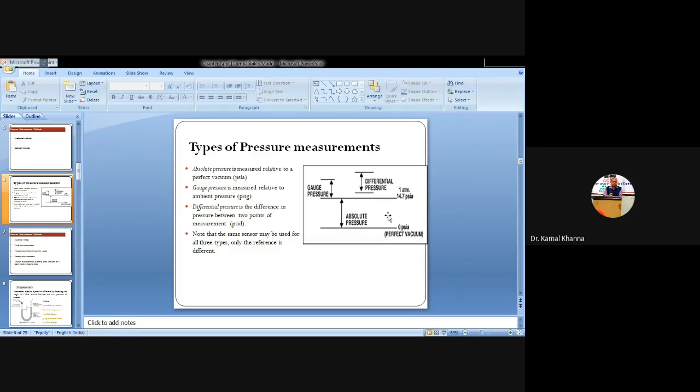Last but not the least is the differential pressure. Whenever we have two different pipes and the fluid is flowing through them, like in one pipe you are transporting the fluid from point A to B, and in another pipe you are transporting the fluid from point C to D, and we have different pressures. Using the same gauge, you are measuring the pressure difference of two pipes, two fluids, and that is called the differential pressure. So differential means difference between the pressures.